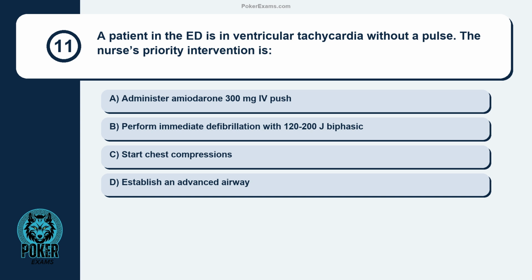Question 11. A patient in the ED is in ventricular tachycardia without a pulse. The nurse's priority intervention is: administer amiodarone 300 milligrams IV push, perform immediate defibrillation with 120 to 200 J biphasic, start chest compressions, establish an advanced airway.